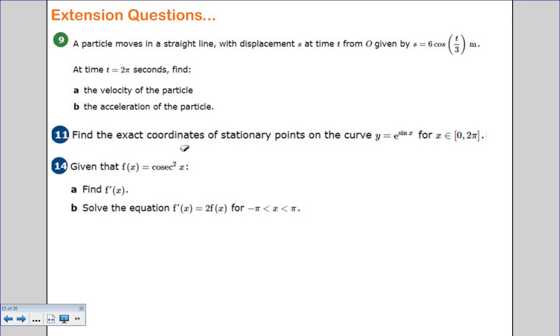Exact coordinates for question 11, so you must work with fractions and roots and pi and things like that, and not with decimals. Stationary points are when the gradient is equal to 0.